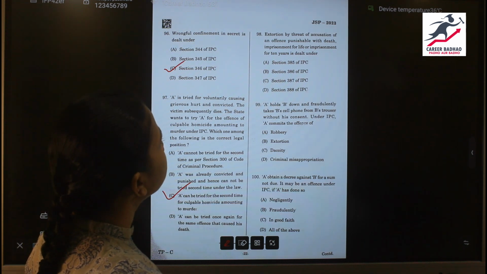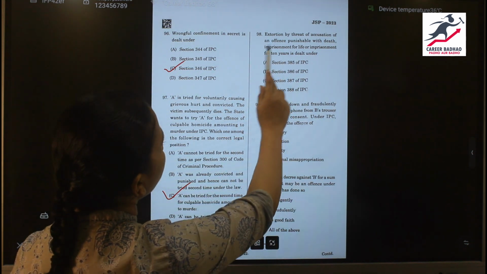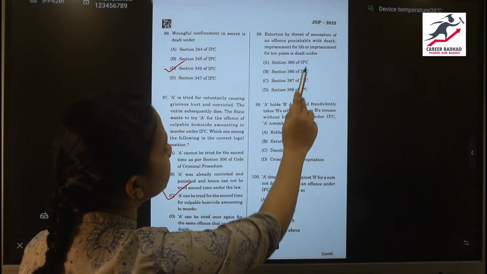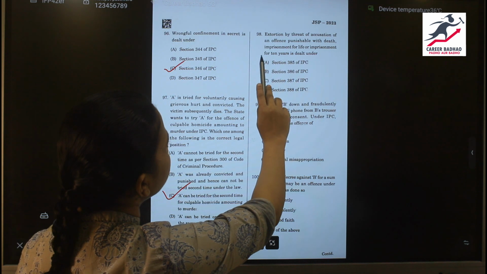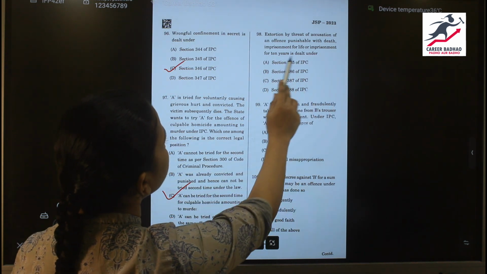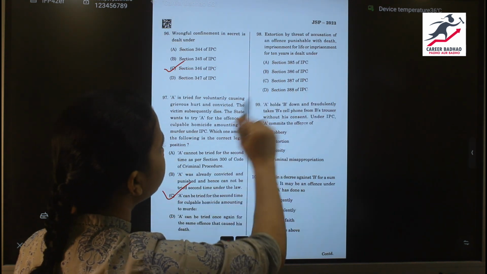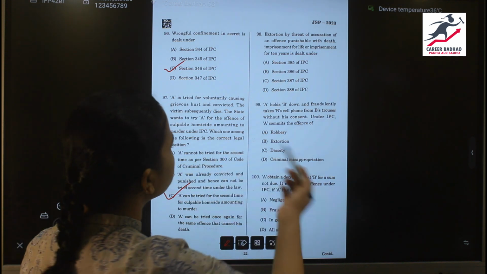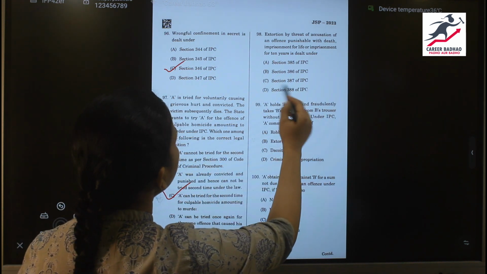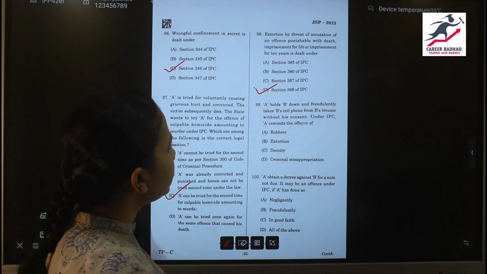Now let's move to question number 98. Extortion by threat of accusation of an offence punishable with death, life imprisonment or imprisonment for 10 years is dealt under. This is also a direct question. So it is from section 388 of IPC, that is option number D.